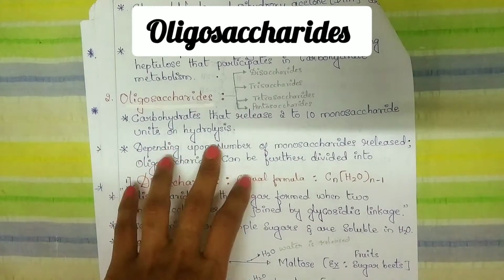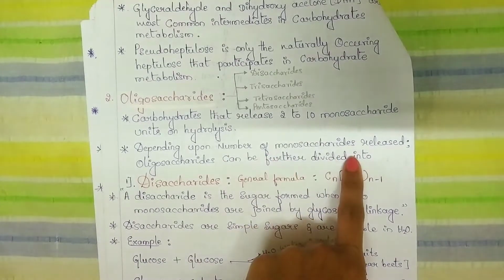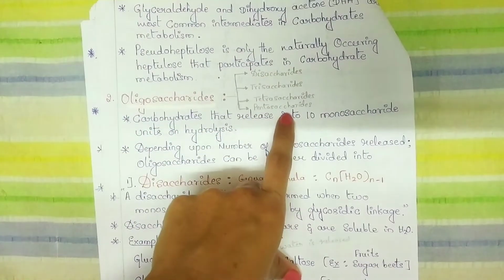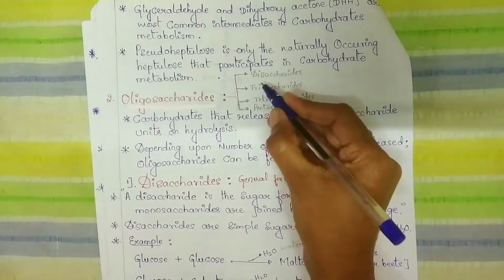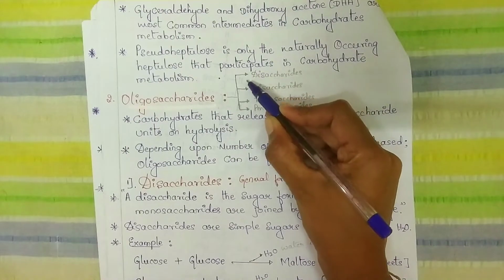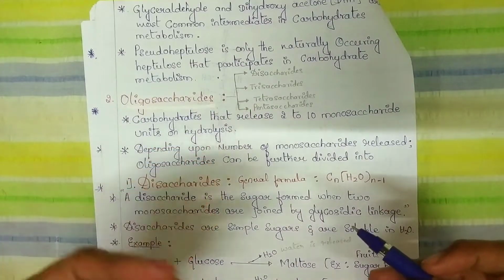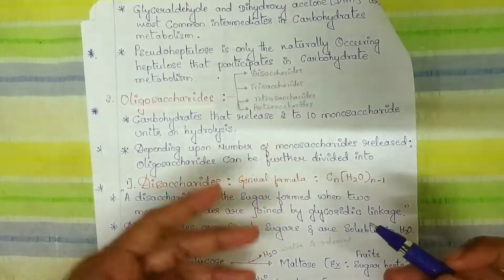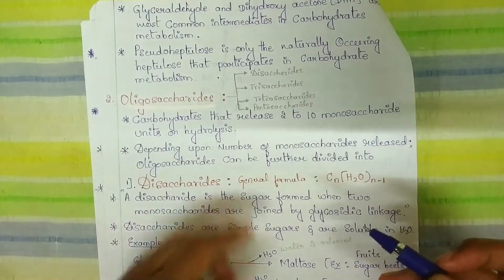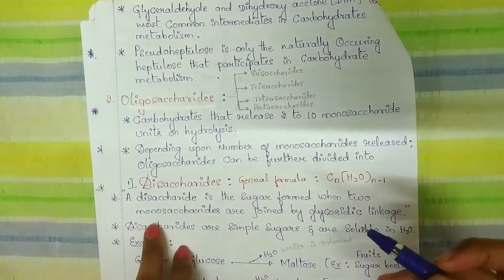Depending upon the number of monosaccharides released, oligosaccharides can be further divided into 4 types: disaccharides, trisaccharides, tetrasaccharides and pentasaccharides. As the name indicates, di means 2, which releases 2 units on hydrolysis. Tri means 3, which releases 3 molecules on hydrolysis, tetra means 4, which releases 4 monosaccharide units on hydrolysis, and penta means 5, which releases 5 units on hydrolysis.